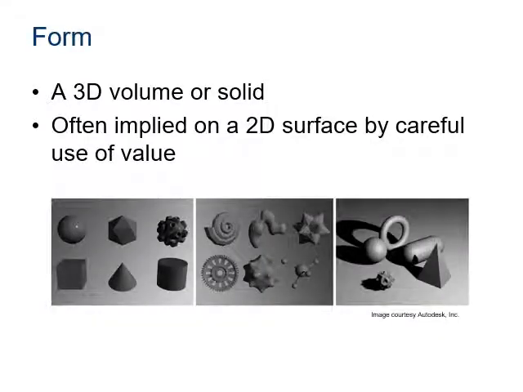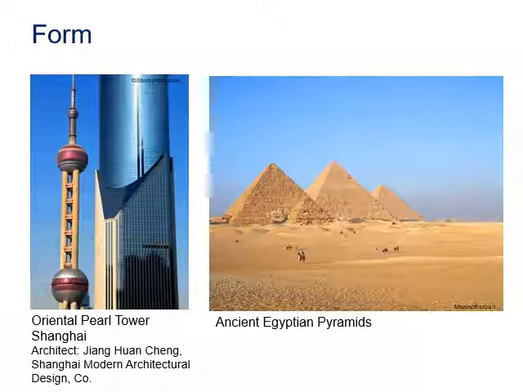Form is something that's three-dimensional volume or a solid. It's often implied on a 2D surface by using value. See, we're using a 2D medium in all three of these images here, and you can see the shadows make it appear to be 3D. Here are some examples of form. You can see the Pearl Tower in Shanghai, or even the ancient Egyptian pyramids. Again, these are three-dimensional structures.